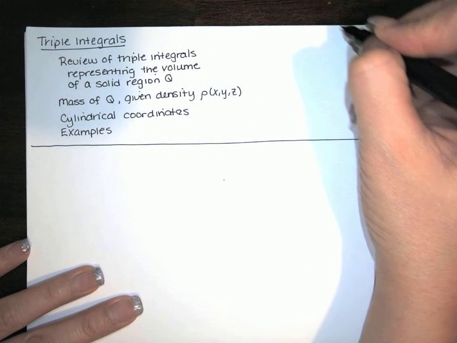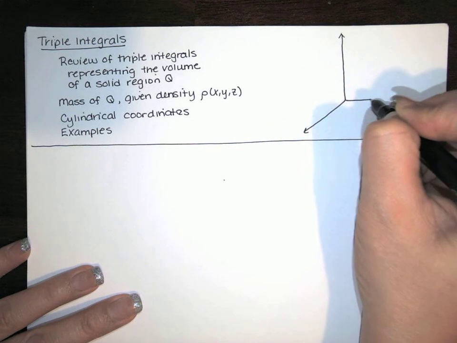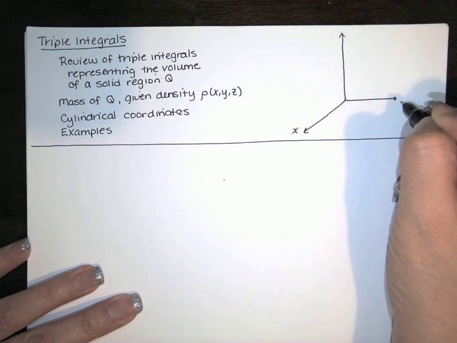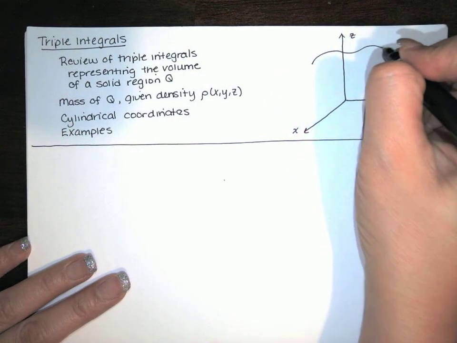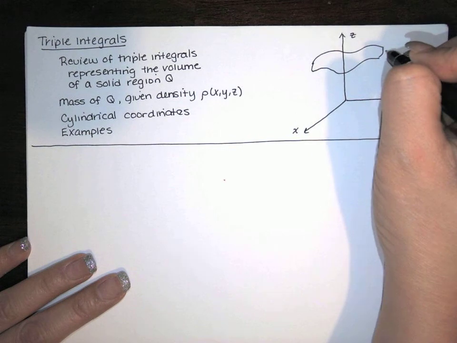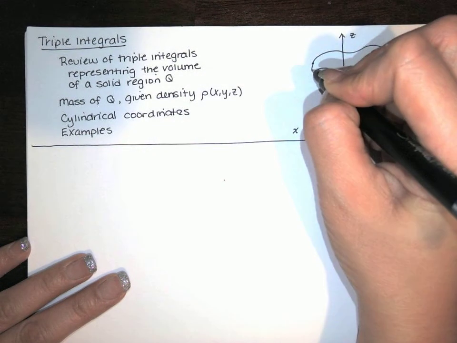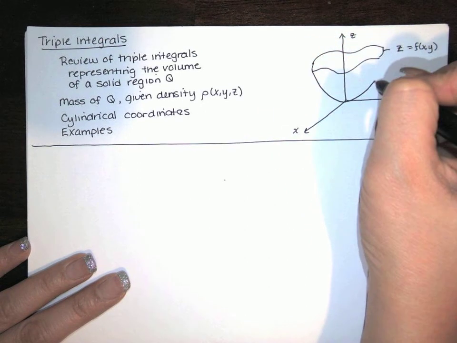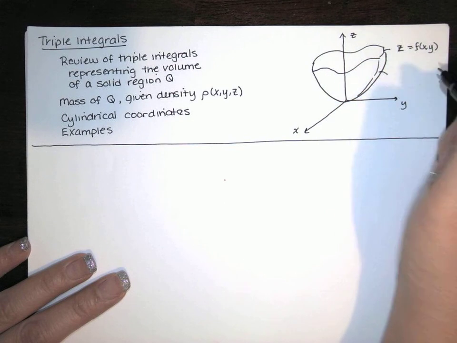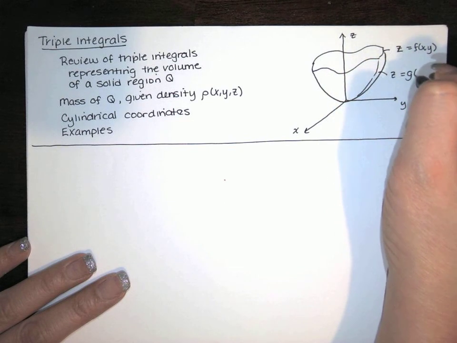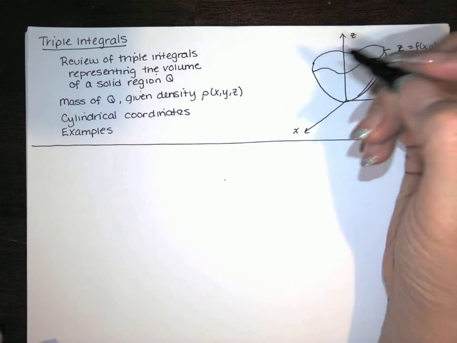So let's consider a surface, or actually a solid, Q. So it's in three-dimensional space, and maybe the upper bound of Q is some function that looks like this, given by z equals f of x, y. And maybe the lower bound of Q is a different function. It looks something like this. We'll say that that's g of x, y. And Q is the solid region in between.